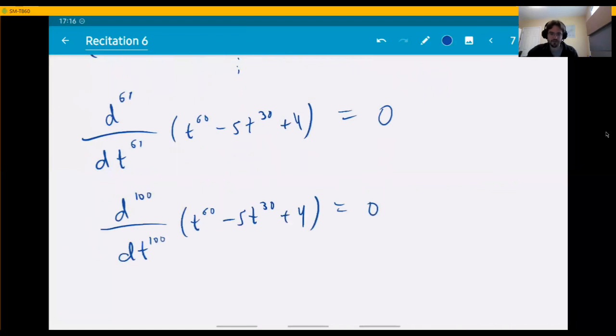So you should remember this, by the way, when you have a polynomial. If you differentiate the polynomial enough times, at least 1 plus the degree, then all the terms will go away. You eventually find just 0. So that's your answer.